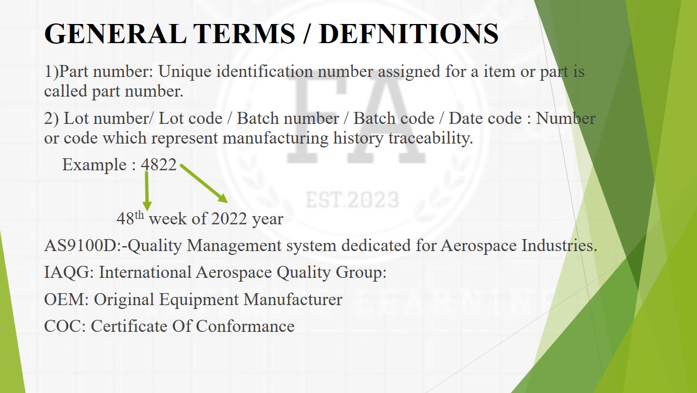OEM means original equipment manufacturer. So if I am purchasing a mobile from Samsung, the OEM is Samsung. COC, certificate of conformance, is a certificate provided by the OEM or any distributor. It states that the items they are supplying meet all the PO and other relevant requirements. It means the COC tells that whatever item they are supplying to us meets all contractual and PO requirements.